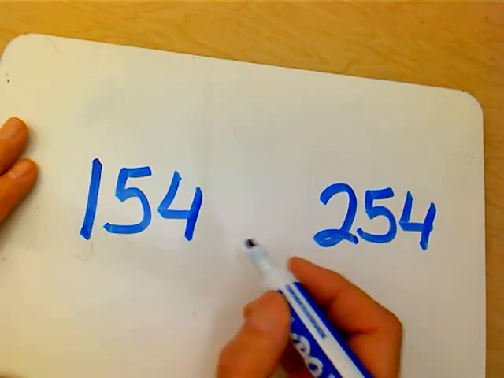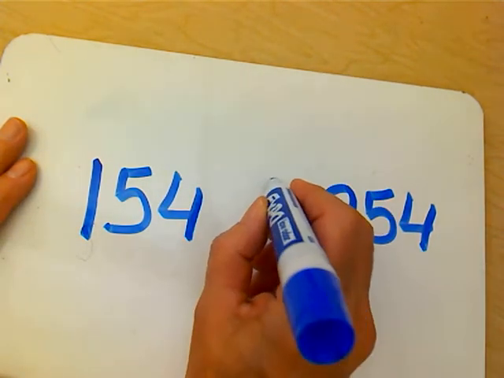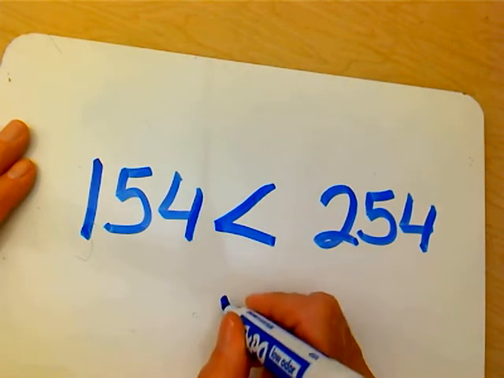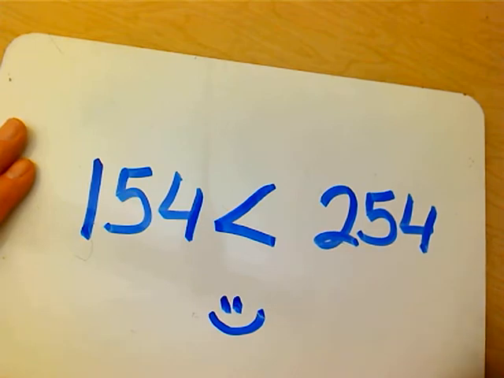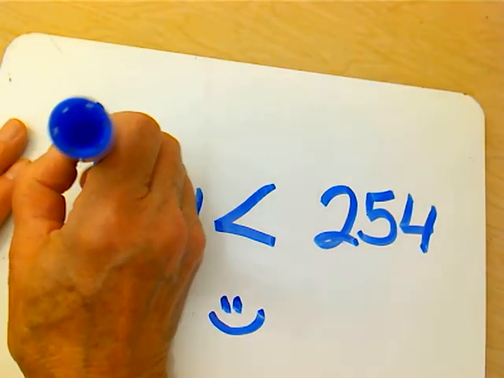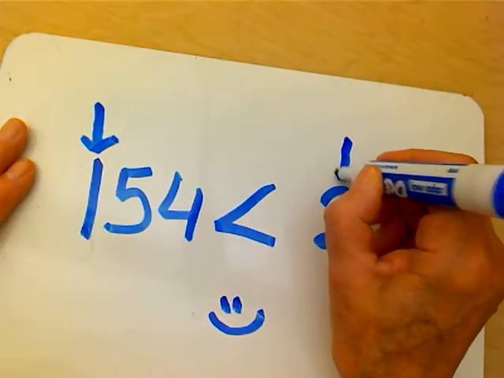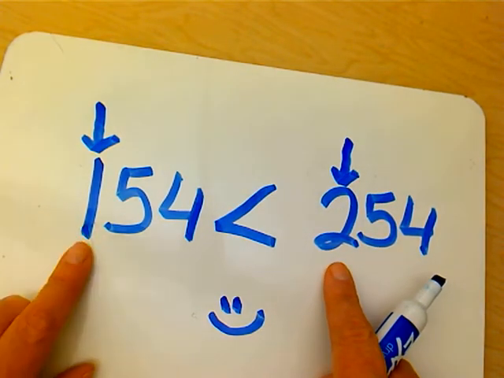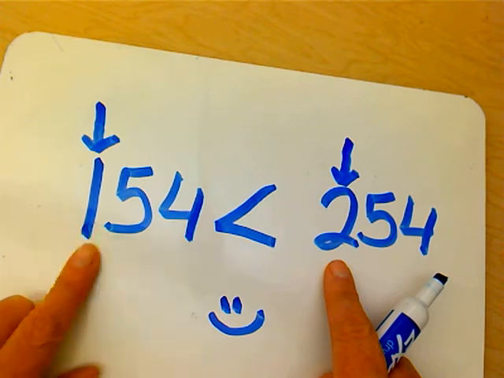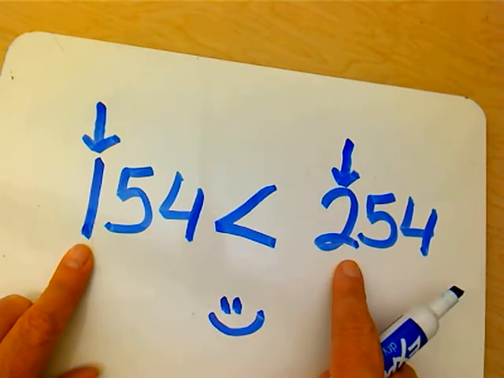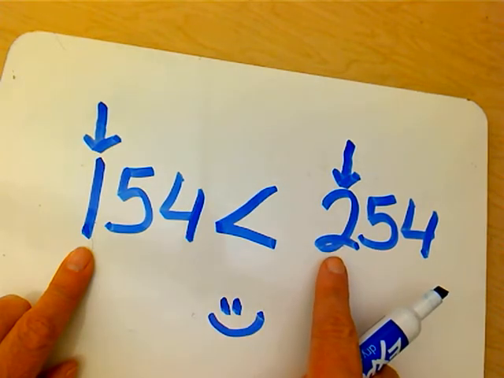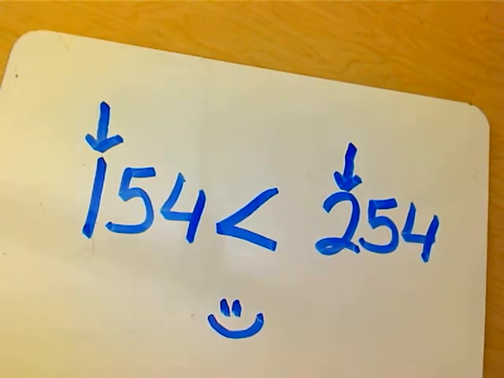Okay, so if you said that 154 is less than 254, that would be correct. And how do I know that? Because when I look at my hundreds, which is the first place value, the largest place value, I can see that I'm really comparing 100 and 200. 100 is less than 200, therefore 154 is less than 254. Okay, let's try another one.